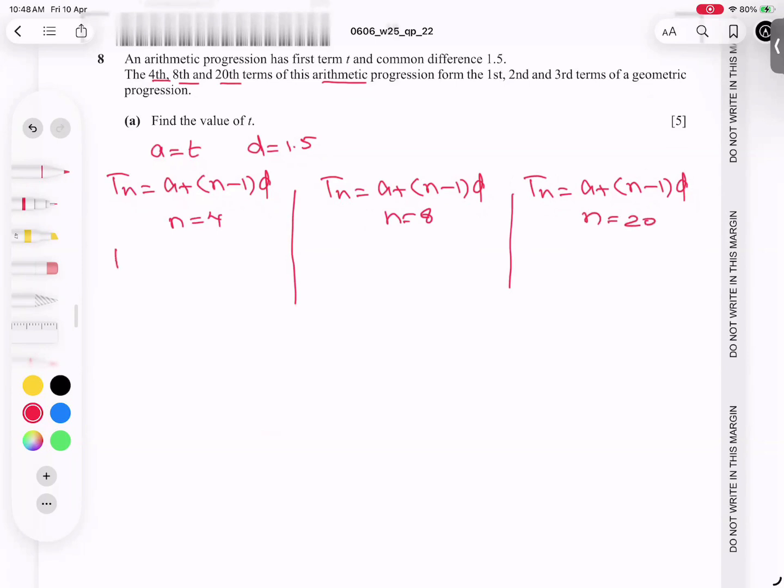So when I put it here, T4 is equal to, first term is t as mentioned here. And 4 minus 1 becomes 3. And 3 times 1.5, because common difference is given as 1.5. So it turns out to be 4.5. So T4 is equal to t plus 4.5. So I got it, and now in the same manner I'm looking for the eighth term. So t plus 7 times 1.5, and 7 times 1.5 is giving 10.5.